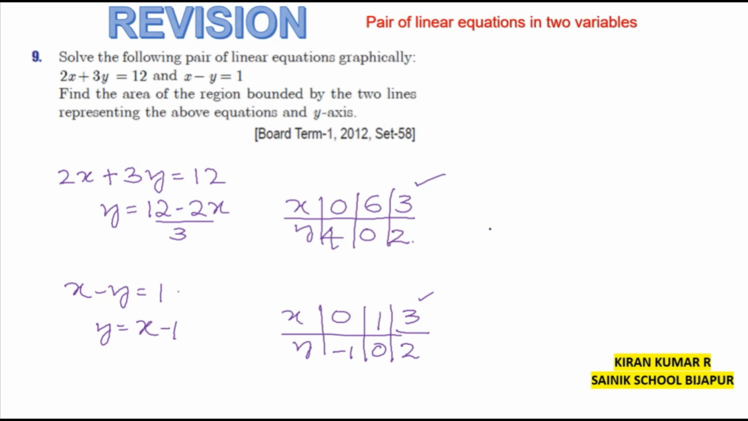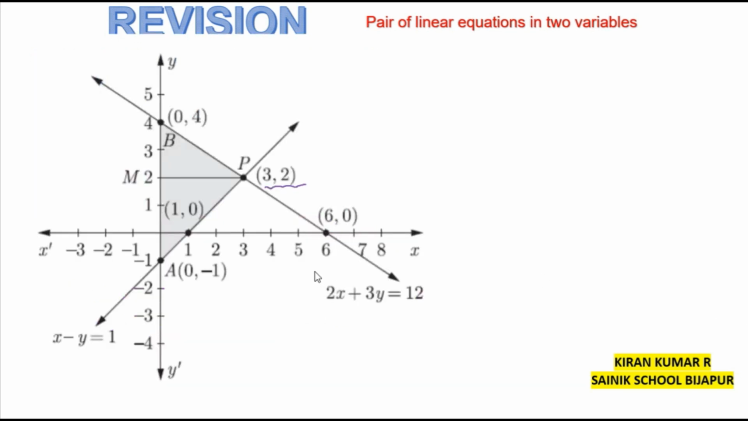So the graph of these two equations meet each other at (3, 2). Let us plot the graph, and this is the graph. The point of intersection of the two lines, 2x plus 3y equal to 12 and x minus y is equal to 1, is (3, 2).